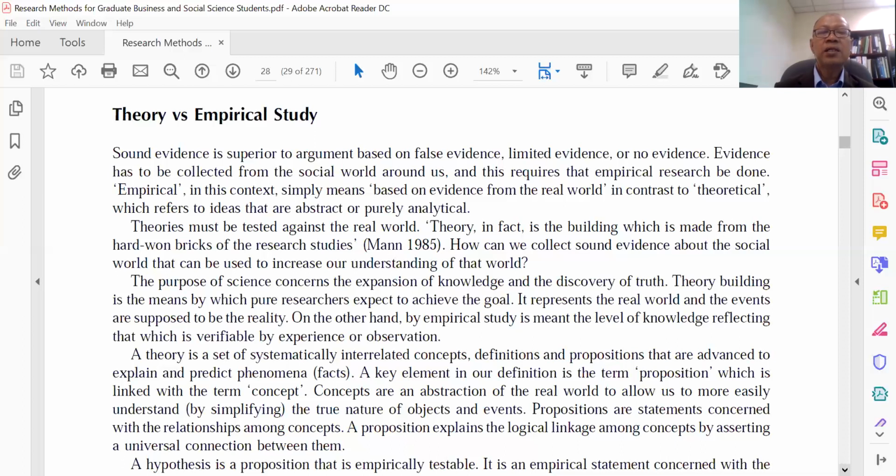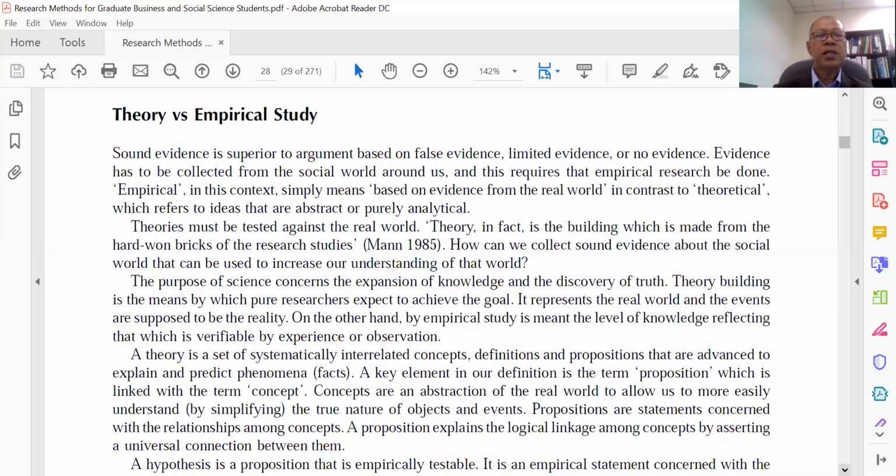So the purpose of science concerns with the expansion of the boundary of knowledge and about the discovery of fact or truth. Theory building is the means by which pure researchers expect to achieve the goal. It represents the real world, and the events are supposed to be the reality. On the other hand, by empirical study is meant the level of knowledge reflecting that which is verifiable by experience or observation.